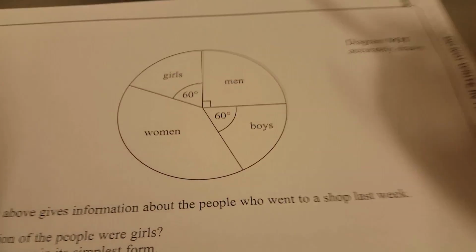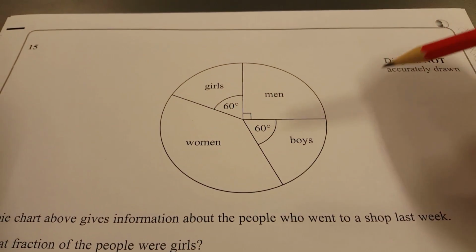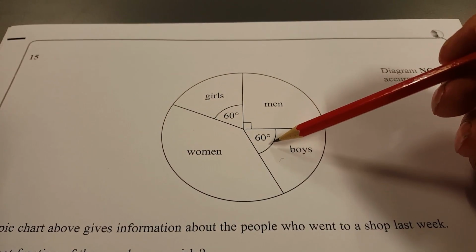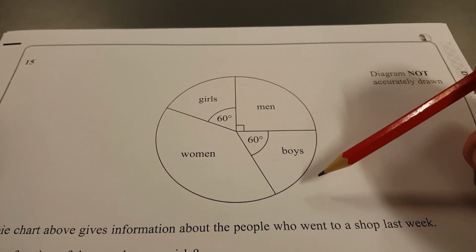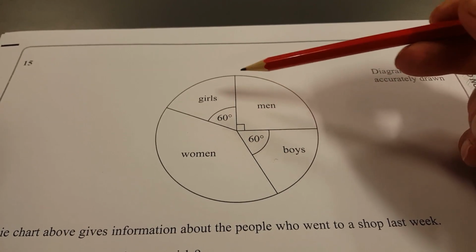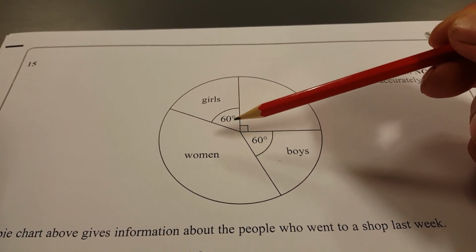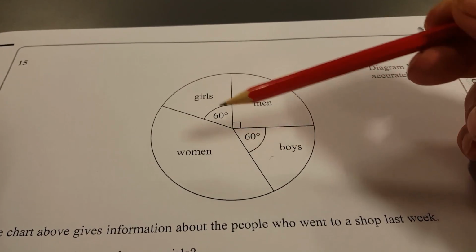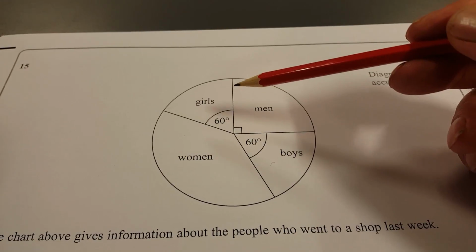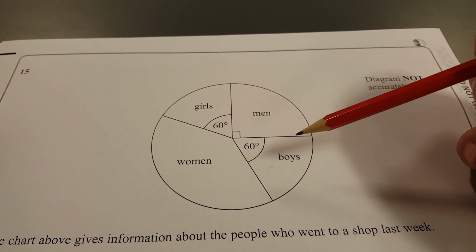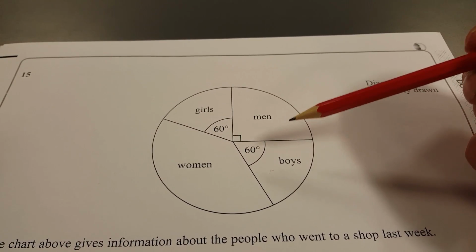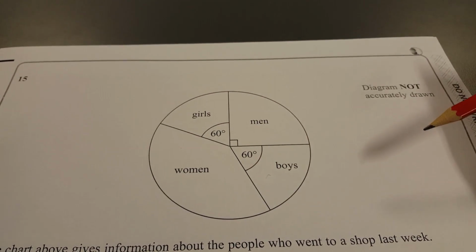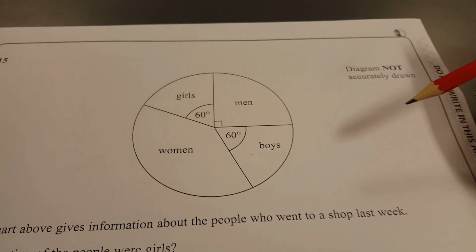Alright, so let's have a look, let's see what we've got, see what we're told, and see what we have to find out. What do we've got? We're told that 60 degrees of this circle make up the boys, 60 degrees of this same circle make up the girls, so there will be the same number of boys as girls. 90 degrees of the circle make up men, and the rest are the women, but we don't know any more than that.